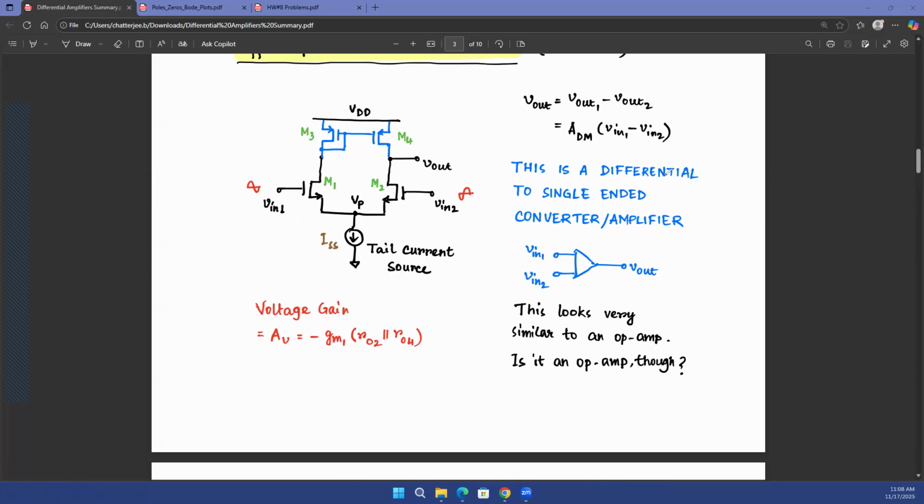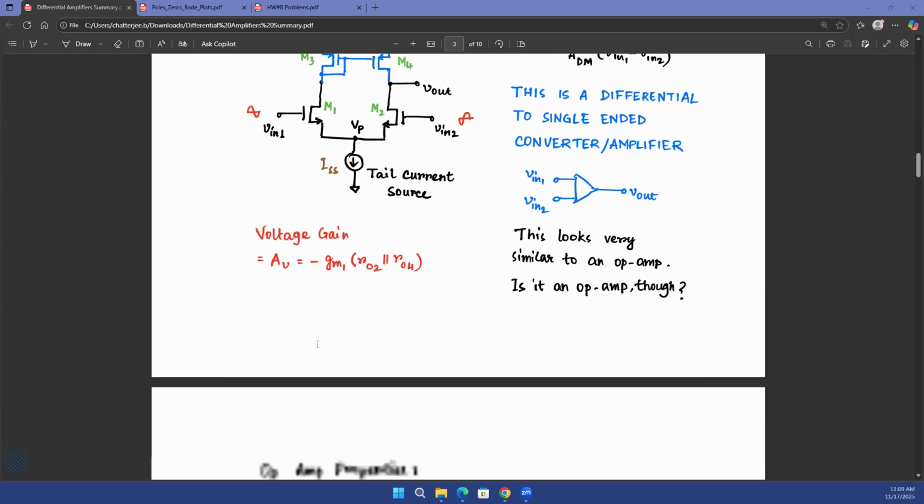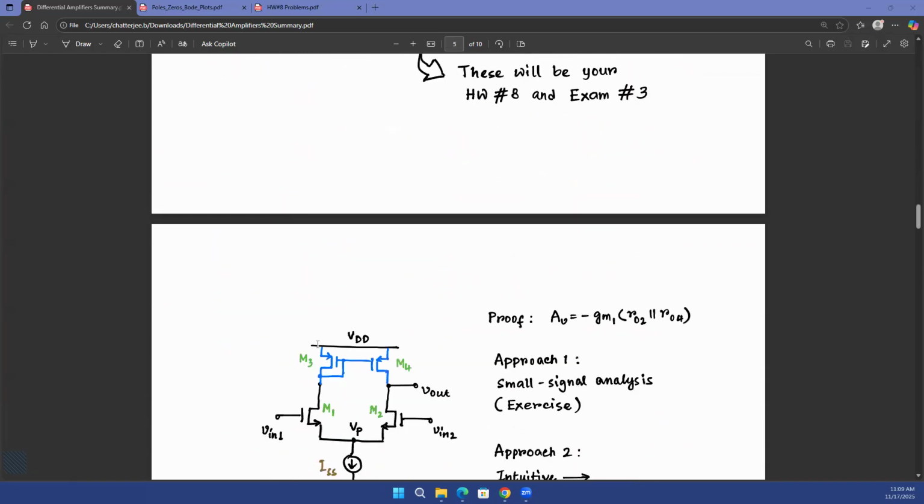Now, something that we still need to prove is that this configuration automatically gives you the subtraction at the output for the original differential amplifier. That is something we have not proven. So let's do that first.